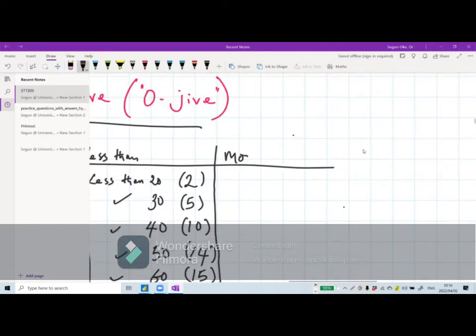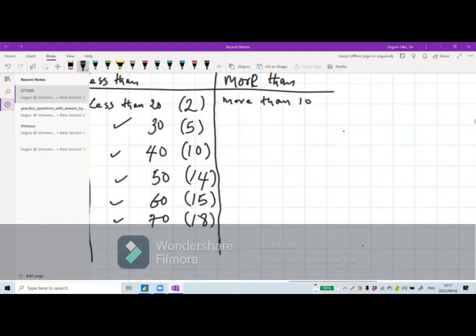Now, the one of more than. When they say more than 10 is what? Just hold on. You will see. So let me write them out. More than 10, more than 20, more than 30, more than 40, more than 50, then more than 60.